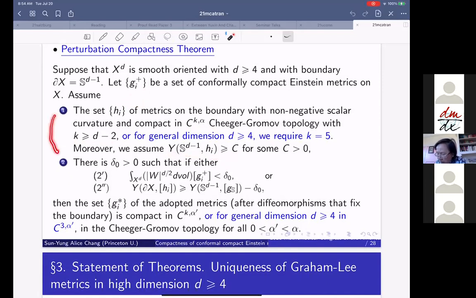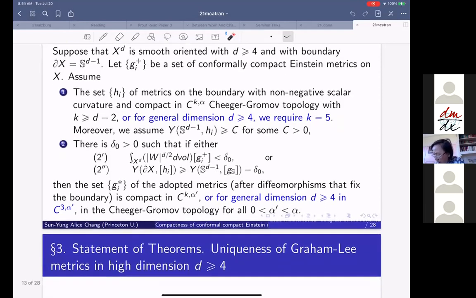So that is a good condition, all about Dirichlet data. And then we impose another condition, which is on another conformal invariant, the integral of |W| to the d over 2 power, to be uniformly small. There exists a delta naught such that this is small.